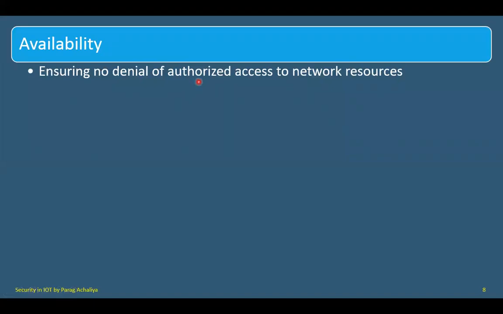Let's say in case of your IoT application, there are so many network resources available. And if any authorized user wants to access some authorized resource, then there should not be any kind of denial of access to those particular resources. This is called availability. That means all the resources must be available for all types of authorized users.